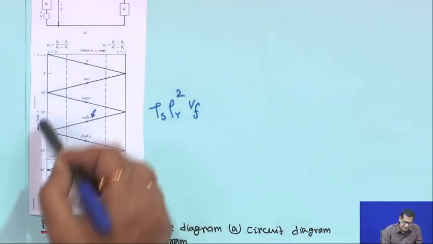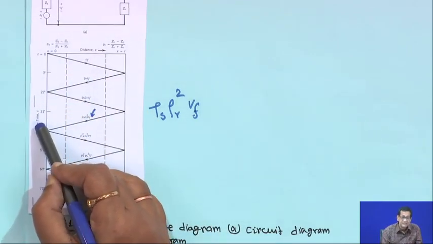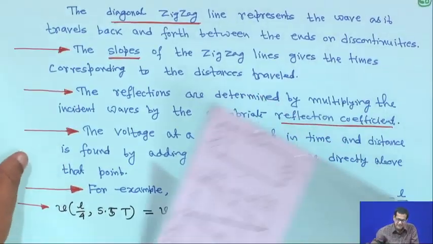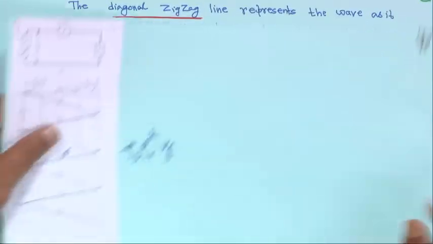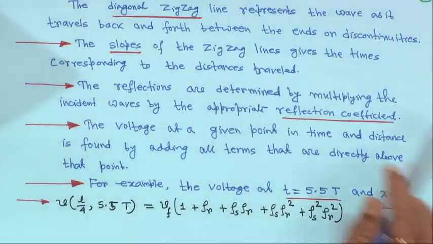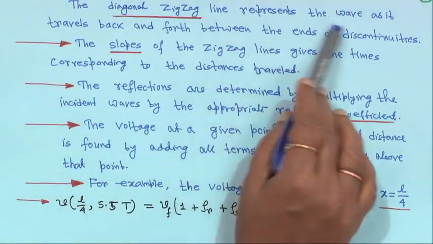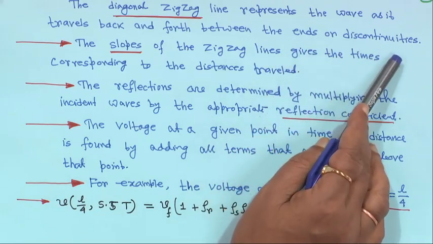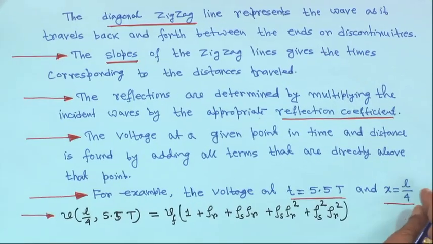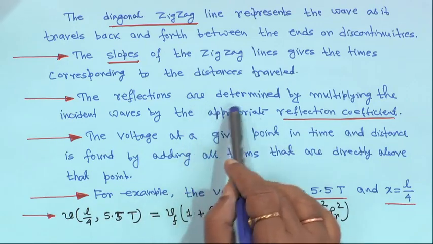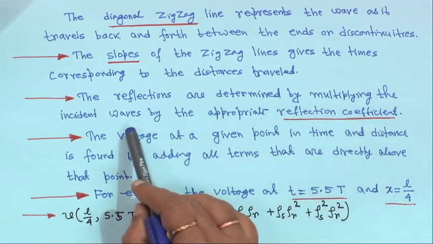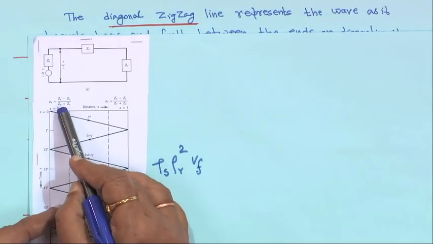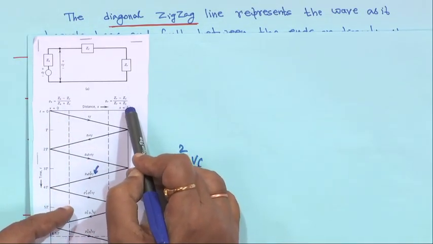This side is time t. The diagonal zigzag line represents the wave as it travels back and forth between the ends or discontinuities. Corresponding to the distance travelled, the reflections are determined by multiplying the incident waves by the appropriate reflection coefficient. This is the sending end reflection coefficient, and this is the receiving end reflection coefficient.